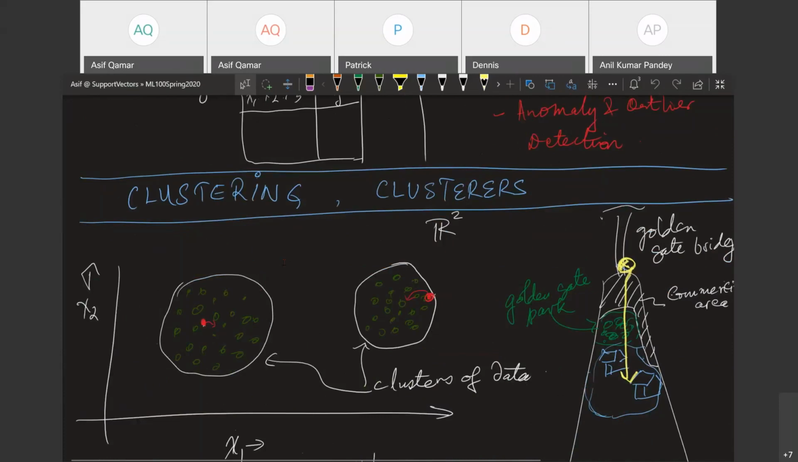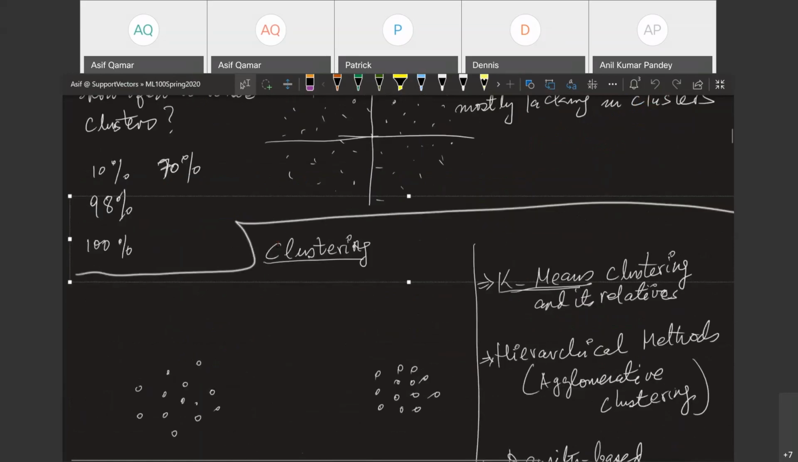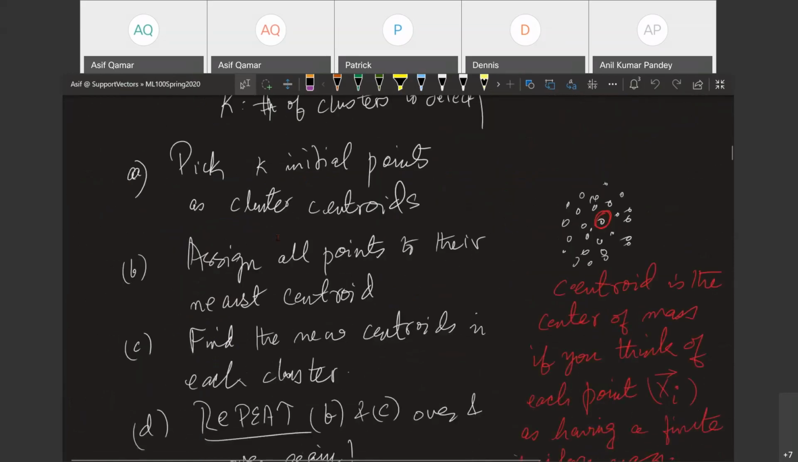So clustering was looking for clusters in the data. We covered k-means clustering. K-means clustering is the simplest clustering. It's a partitioning algorithm. Namely, each point belongs to some cluster. It does not support the notion of outliers. So every point belongs to this cluster or that cluster.